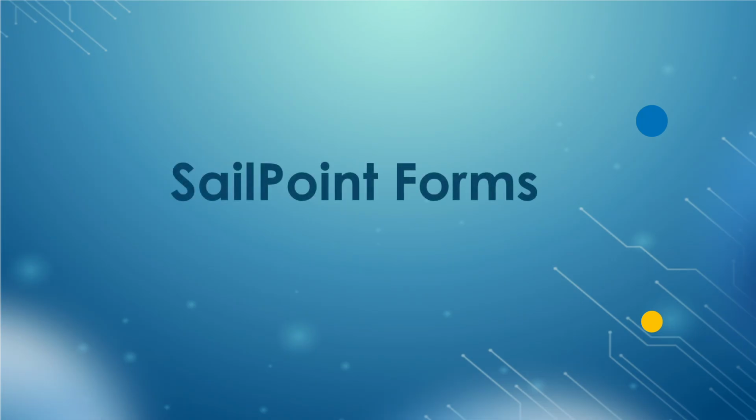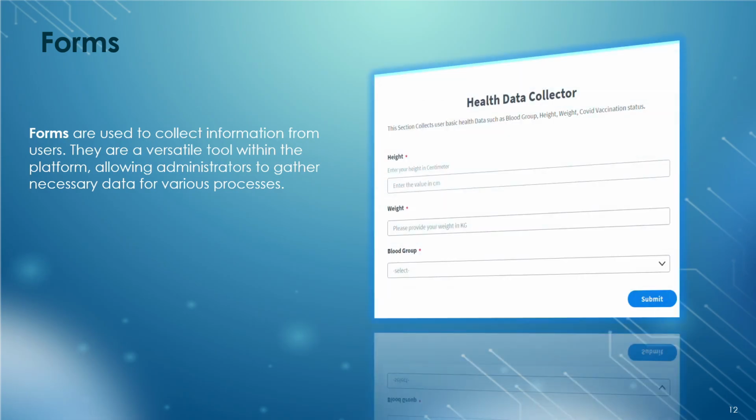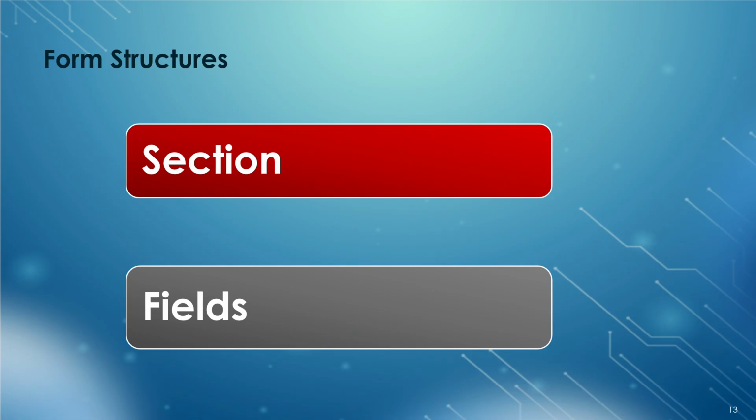Forms. So forms are used to gather specific data from the users, which can be used in various processes like access requests, approvals, and identity updates. If we talk about the structure of forms, then forms are made up of sections and fields. A section in a form is like a folder. It helps in organizing different fields by grouping related questions together.